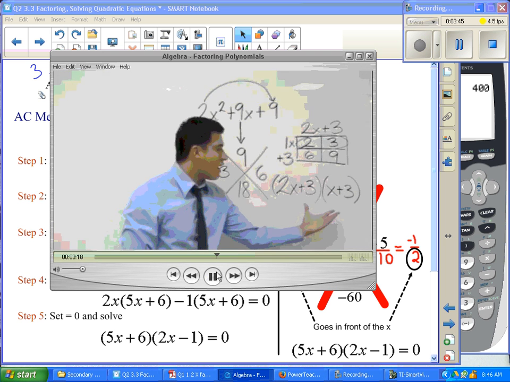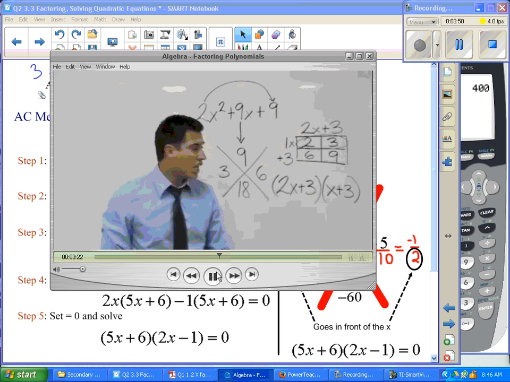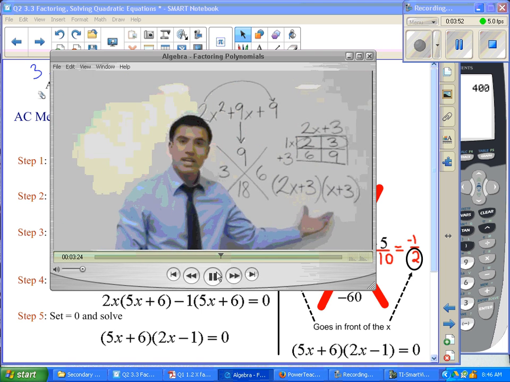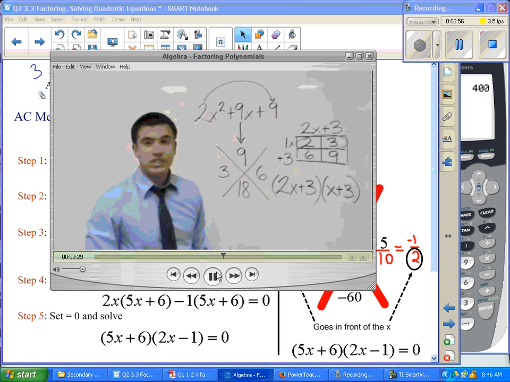We went ahead and factored this. Now, I know it might seem like it takes long, but it sure beats guess and check because now we know we got the answer right. And if you want to check it, go ahead and FOIL it out. You'll get that as your answer.